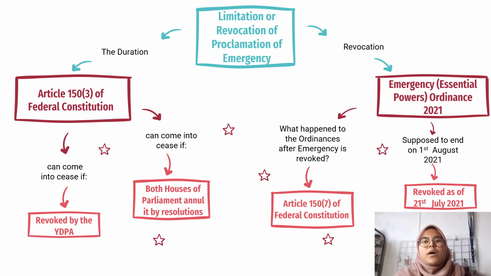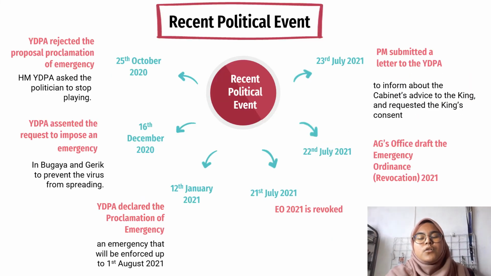According to Article 150 Clause 7, after the emergency has been revoked, ordinances made for emergency purposes shall cease to have effect after the expiration of 6 months after the date the proclamation of emergency ceases to be enforced. This means that the ordinance can take effect until the expiration of 6 months from the date the emergency ends. These are the chronologies of revocation and emergency.